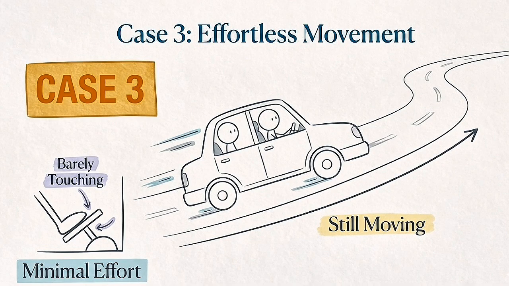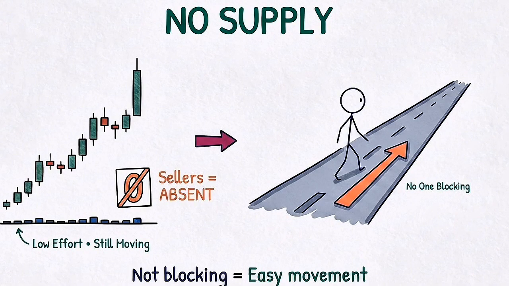Case number three, you barely touch the gas. But the car keeps rolling uphill by itself. There's no resistance. The road is empty. On the chart, that's price moving up on low volume. This is called no supply. It doesn't mean buyers are super strong. It means sellers are absent. Nobody is selling. So the market doesn't need much effort to move, like walking on an empty road. No one is blocking your path.